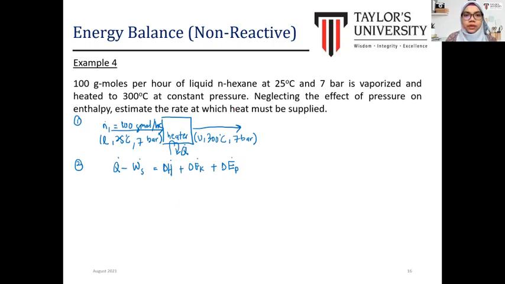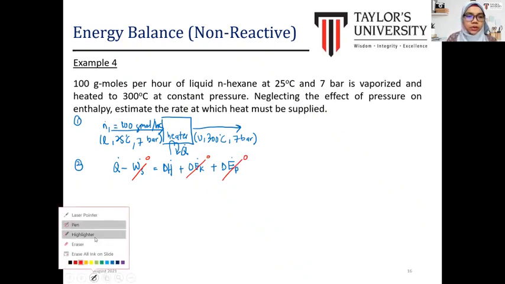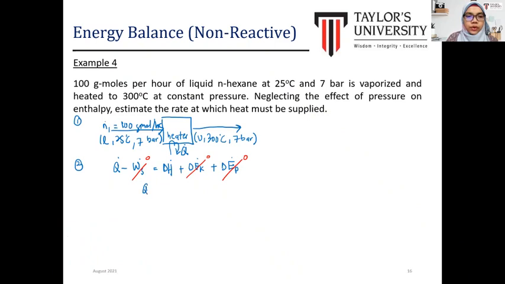We may make assumptions to simplify this equation in order to solve the problem. Since this involves only a heater, there is no moving part, so we may neglect the shaft work, and the potential and kinetic energy can also be neglected. So Q, or the rate of heat, equals delta H. Delta H equals output Ni Hi minus input Ni Hi, or specific enthalpy.